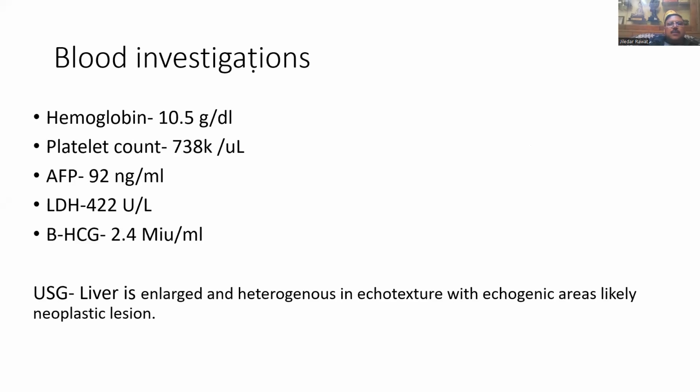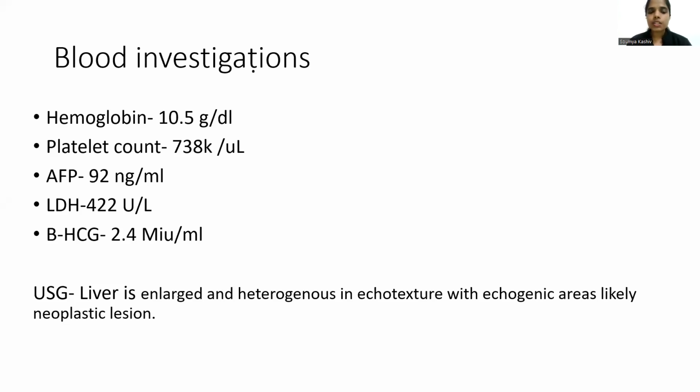So I think we can move to the investigations, ma'am. Yes, sir, definitely. So with these findings of history and examination, we went ahead with the investigations. According to the protocol, we first went ahead with the blood investigations, in which the hemoglobin was 10.5. The platelet count was 738,000. The AFP was 92, which was mildly raised for this age. LDH was 422 and beta HCG was 2.4.